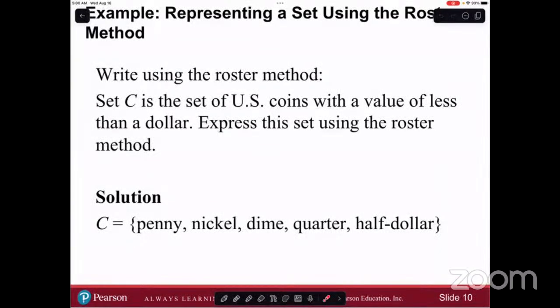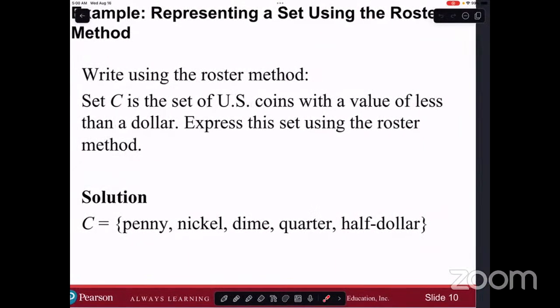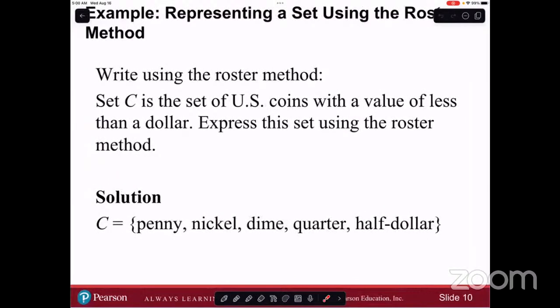I don't remember the last time I saw a half dollar, let alone when it's been used anywhere.